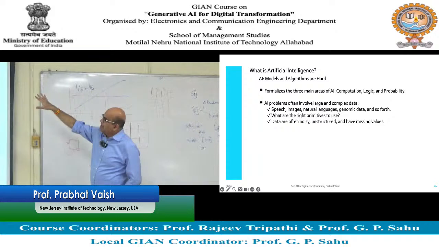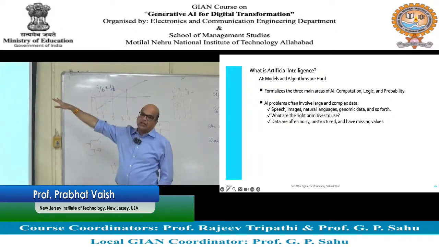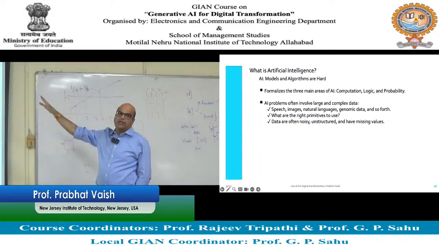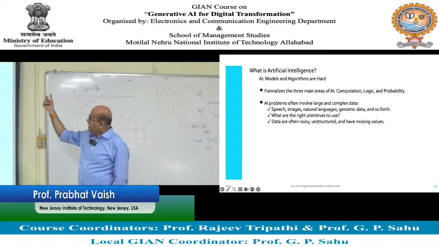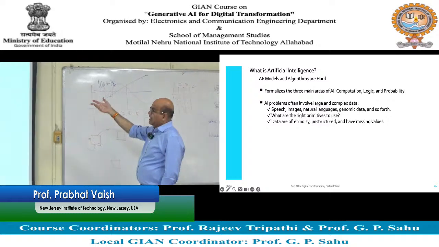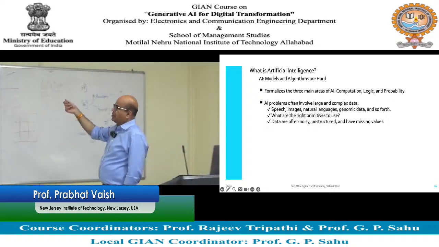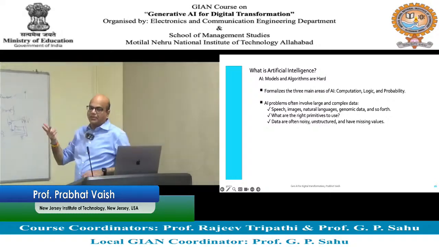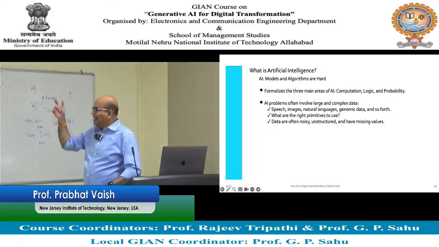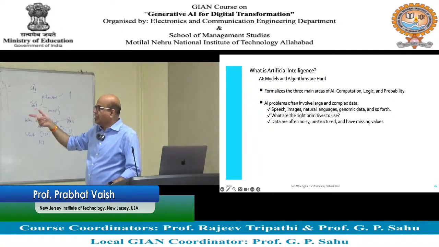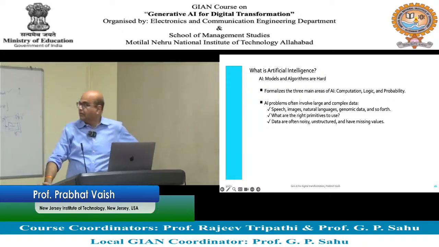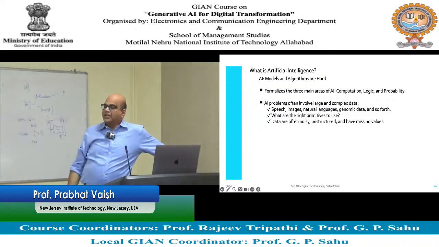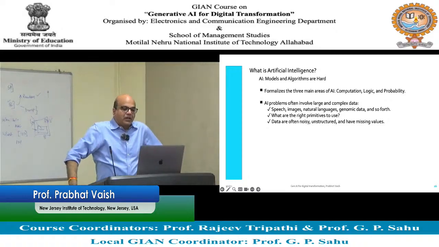Now what we are seeing is that we are combining all three of them, computation, logic, and probability, and they are yielding better results. The data we are dealing with is large and complex: speech, image, natural language, genome data, and a lot of different ones. Data is usually noisy, unstructured, and has missing values. Missing values are also an important factor that we'll think about. What is the right primitive? That's what we're going to think about, right?